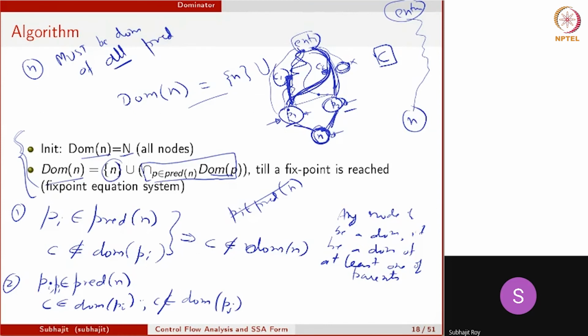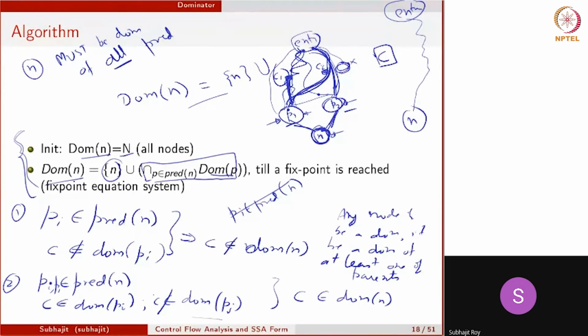Got it? So is it possible that C is a dominator of N? No. Why is that? Because it's not a dominator of Pj. Yeah, so it's not a dominator of Pj.